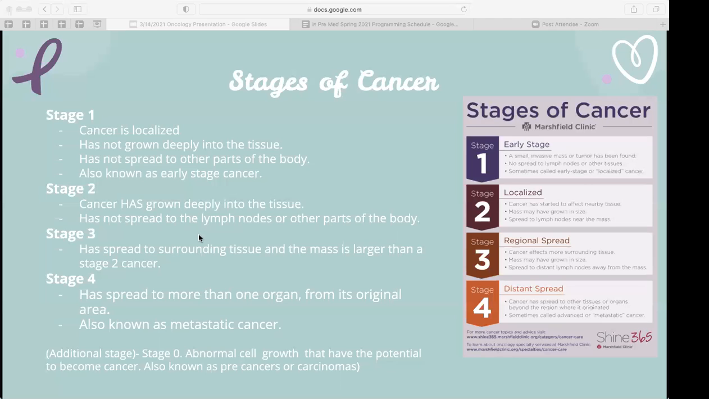And in stage 3, the cancer is large and has spread to surrounding tissue or the lymph nodes. And lastly is stage 4. The cancer has spread from its original area to more than one organ. These cancers are known as secondary or metastatic cancers. Additionally, there's another stage called stage 0, and in this stage, there's no cancers, but there are normal cells that could potentially become cancer. These precancers are also known as carcinomas. That's it for stages of cancer. Next up is breast cancer.